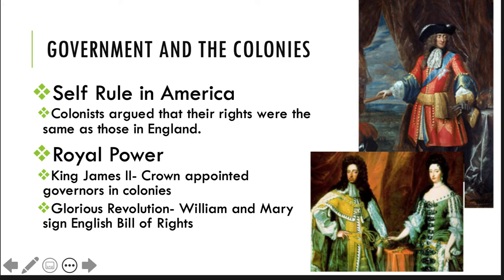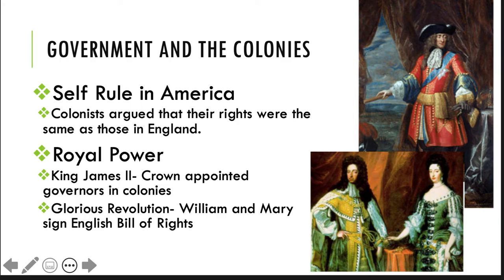Royal power over time is going to change. Under King James II, there are going to be crown-appointed governors within the colonies. Think of these royal governors as the king's boots on the ground. The king could not be in all of the colonies at once, nor could he be concerned with what was happening exactly in the colonies while being concerned with the whole happenings of England. So these royal governors really had to work with the colonists in real time to keep control.